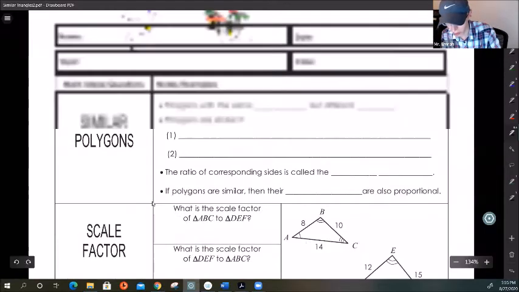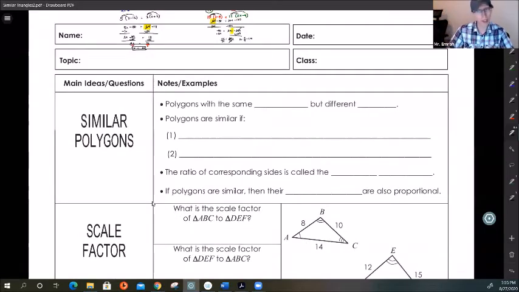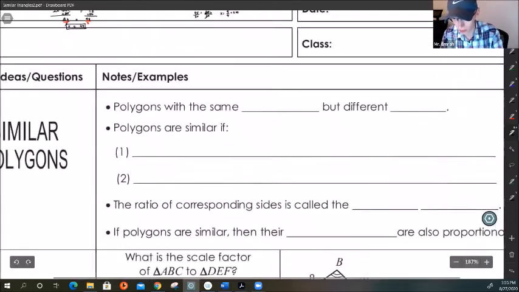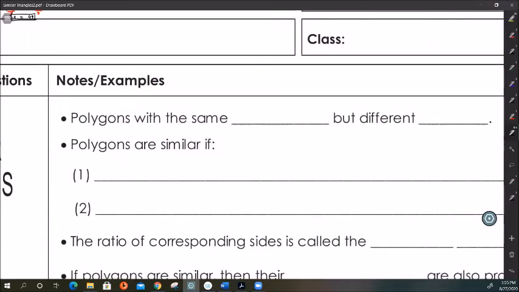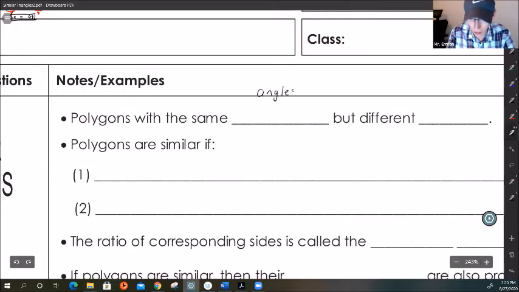Okay, so similar polygons. You have seen this topic many times, maybe in middle school math as well. But we are gonna just see it a little bit deeper. Similar polygons have the same what? What do you think they have? You can unmute yourself. Angles. Same angles, that is correct. Good job, same angles. That's not the exact word I'm gonna use here, but that's absolutely correct. They have the same angles.